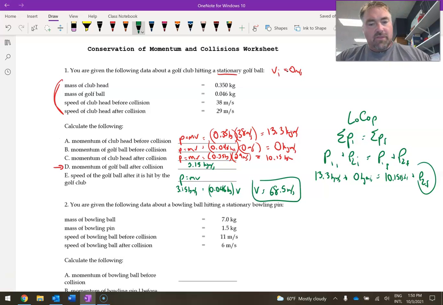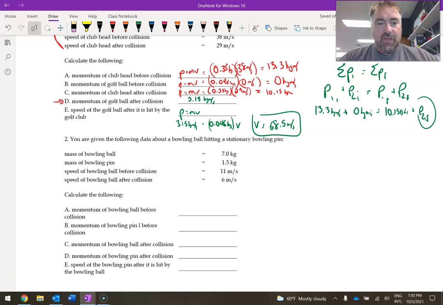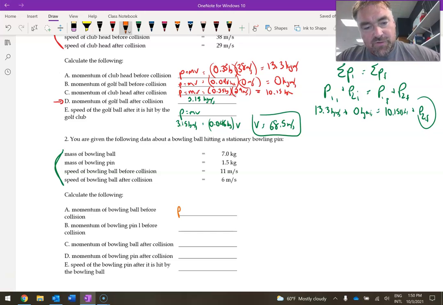All right, the next and final one, we're given the following data about a bowling ball hitting a stationary bowling pin. Again, they give us all givens: the mass of the bowling ball, the mass of the pin, and the speed of the bowling ball before and after the collision. Once again, we're going to find the momentum of the bowling ball before the collision, so P is equal to m times v. I'm going to take the mass of the bowling ball, 7 kilograms, times its speed beforehand, which is 11 meters per second. That's going to give me a whopping 77 kilogram meters per second.